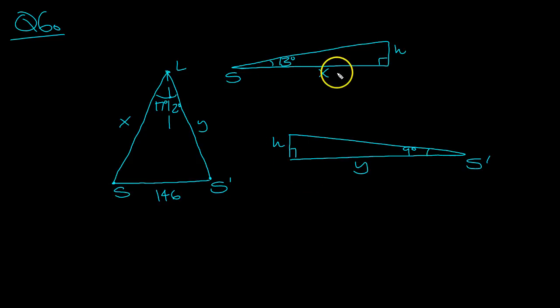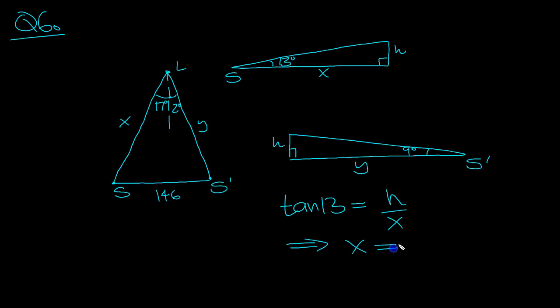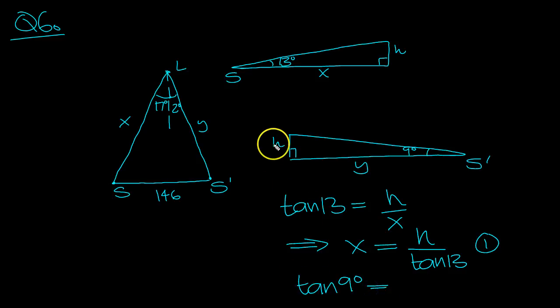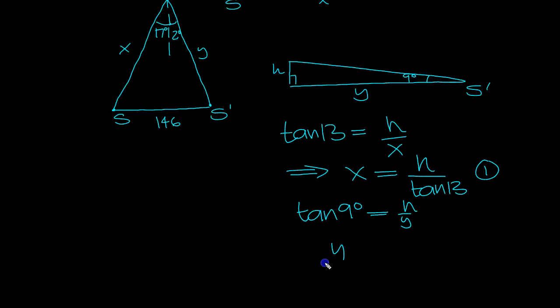So if you look at this, this is opposite over adjacent, so tan 13 is equal to h opposite over adjacent x. So here, for example, that would tell you x is equal to h over tan 13. So there's our first piece of information. If we do the same thing for the other triangle, tan of 9 degrees is equal to opposite over adjacent, h over y. So that tells us that y is equal to h over tan 9 degrees. So that's piece 2 in the jigsaw.